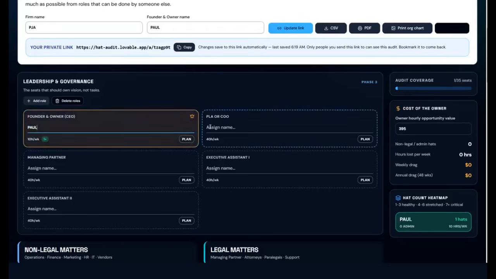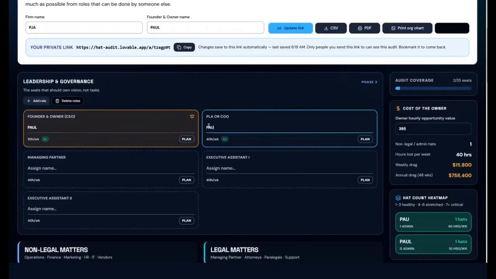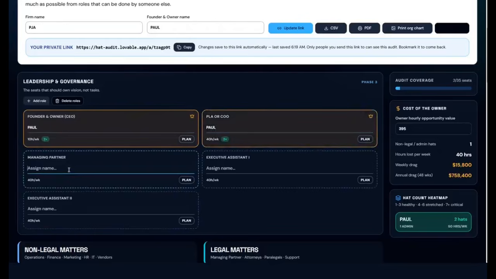Then the professional legal administrator or chief operating officer. This is the person that handles all the non-legal matters and has direct contact with the owner. Well, in a small firm, this is the owner of the firm. The managing partner. This would be another attorney that handles not the administrative stuff, but all of the legal matters and decisions and stuff with lawyers, paralegals, etc. So we have another lawyer, but they're not the managing partner, so I got to put Paul again.